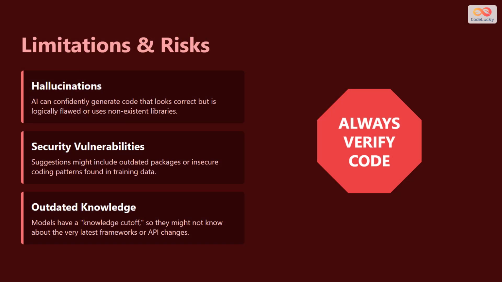However, it is crucial to understand the risks. AI models can hallucinate, meaning they might confidently generate code that looks correct but is logically wrong or uses libraries that do not exist. There are also security risks. If the model was trained on insecure code, it might suggest insecure solutions. Always treat the AI's output as a suggestion, not a fact.